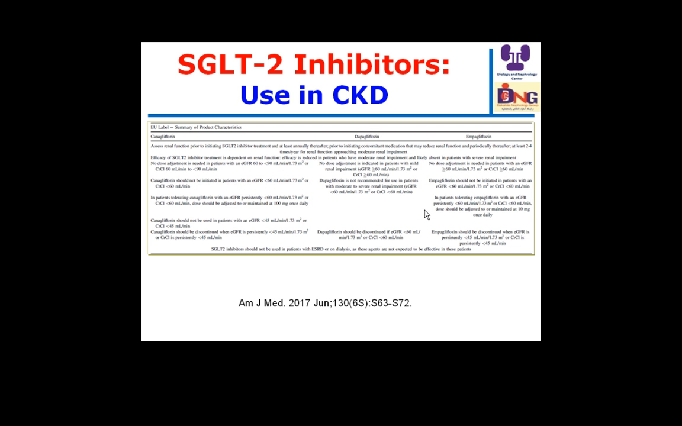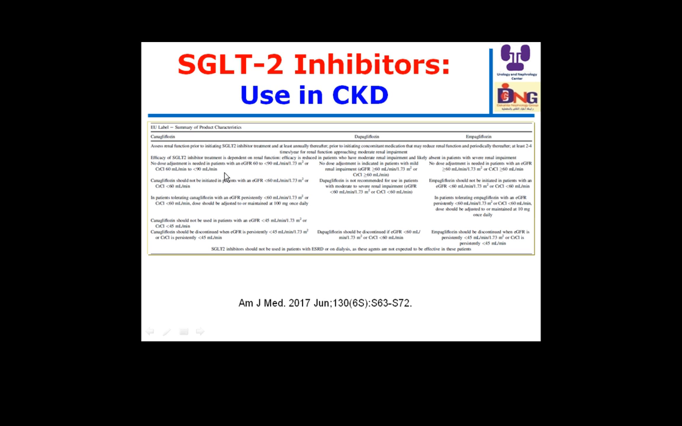What about Europe? The same: assess renal function prior to initiating this class of drugs, and prior to initiating concomitant medication. This is an important point, as some medications may reduce kidney function, like ACE inhibitors, etc. And at least 2 to 4 times per year for renal function approaching moderate renal impairment. So we should put all this in our mind because this is how to use the drug safely. Efficacy of sodium glucose cotransporter inhibitors is dependent upon renal function, and this is logical.